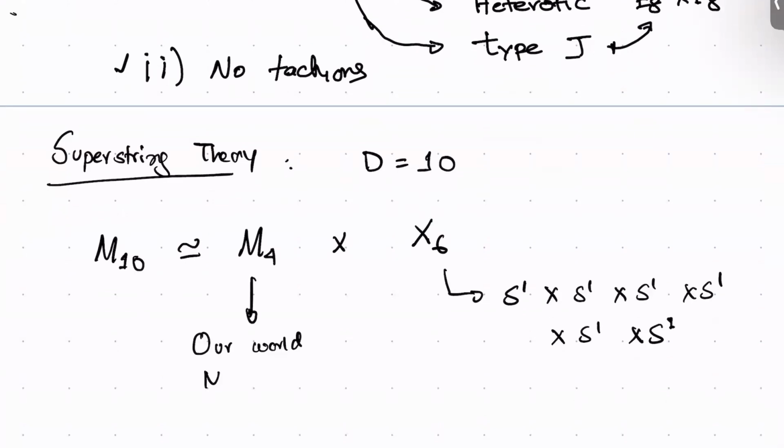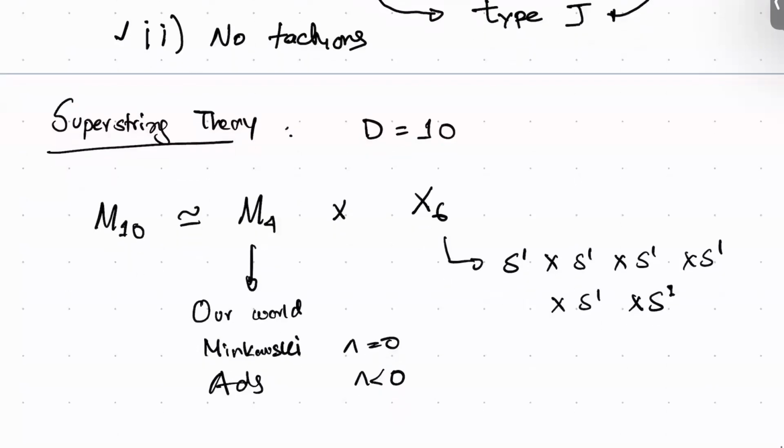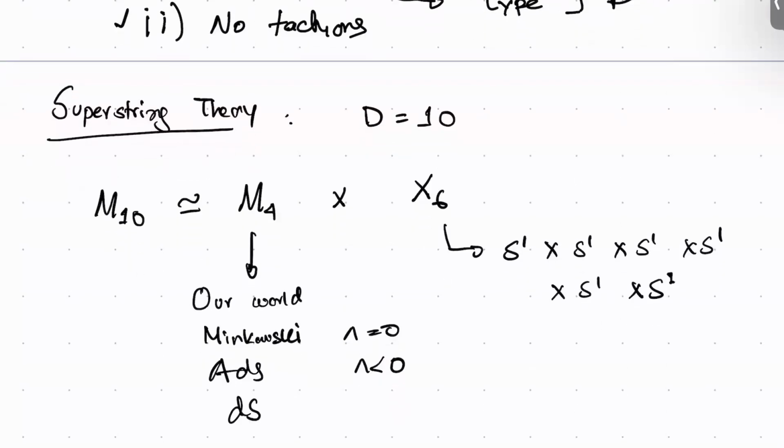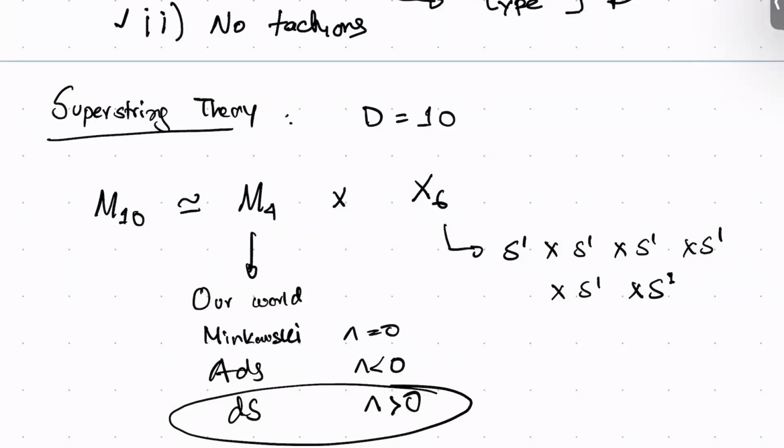So it could be Minkowski, which is flat, with lambda equal to 0, or AdS, or dS, where lambda is the cosmological constant. But we know that we live in a de Sitter world. What does a de Sitter world mean? We live in a world where our universe is expanding, right? Not just expanding, the expansion is accelerating.